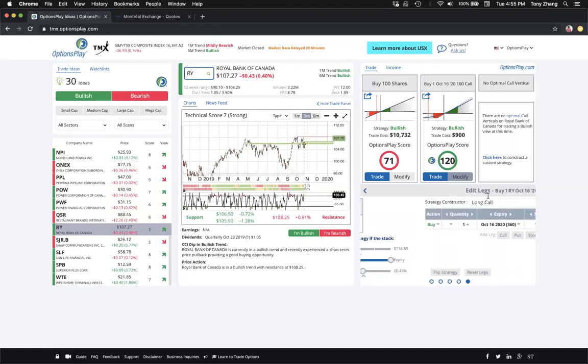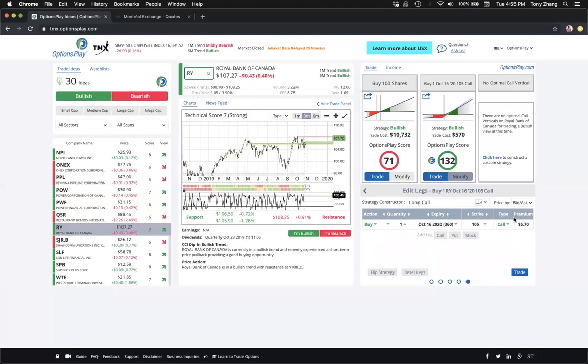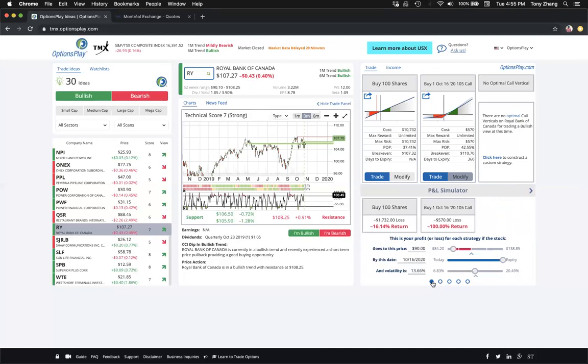And you can even get a little bit more aggressive. You can maybe buy a 105 call. This puts the break-even price a little higher, around 110.70. So the stock needs to move about $3 higher before this breaks even on this particular trade. But as you can see, if the stock declines even down to $89, you're losing substantially less.